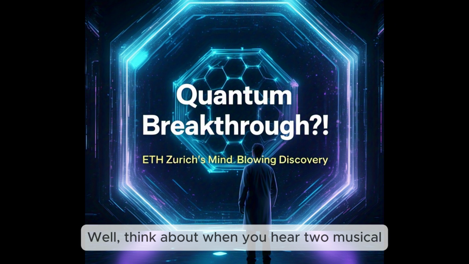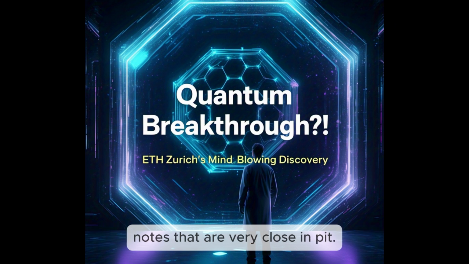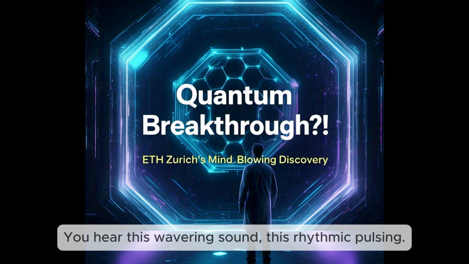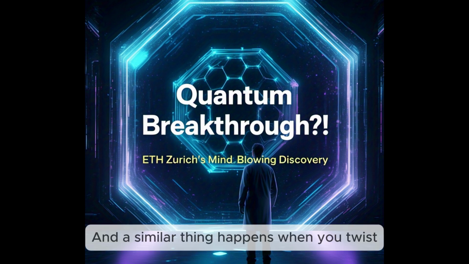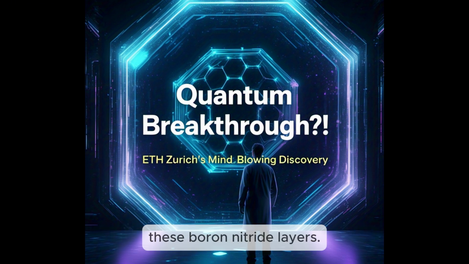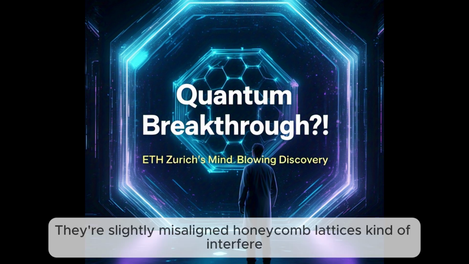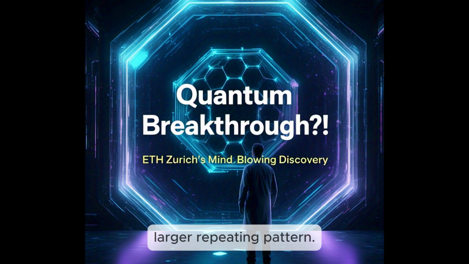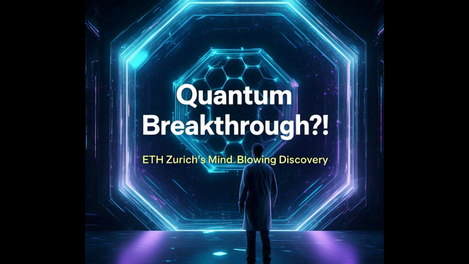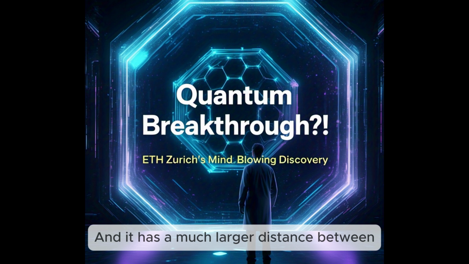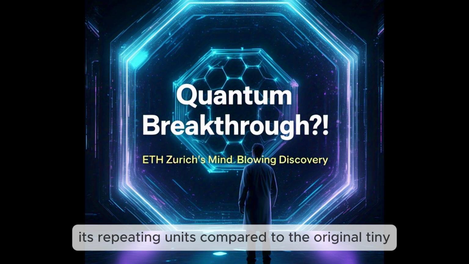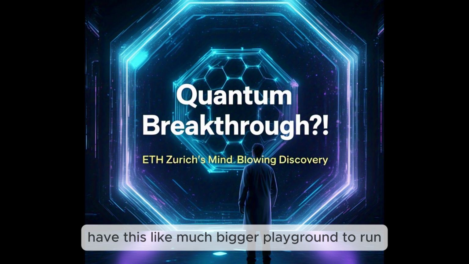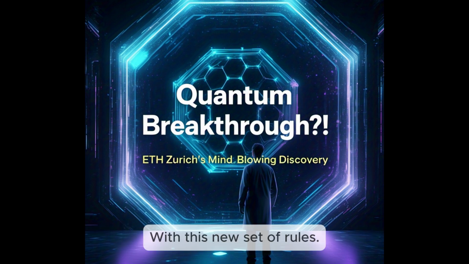Well, think about when you hear two musical notes that are very close in pitch. You don't actually hear two distinct notes. You hear this wavering sound, this rhythmic pulsing. That's called a beating effect. And a similar thing happens when you twist these boron nitride layers. Their slightly misaligned honeycomb lattices interfere with each other, and they create this new, larger repeating pattern. That's the superlattice we talked about earlier. Right. And it has a much larger distance between its repeating units compared to the original tiny atomic lattices. So for the electrons, they suddenly have this much bigger playground to run around in. Yeah. With this new set of rules.